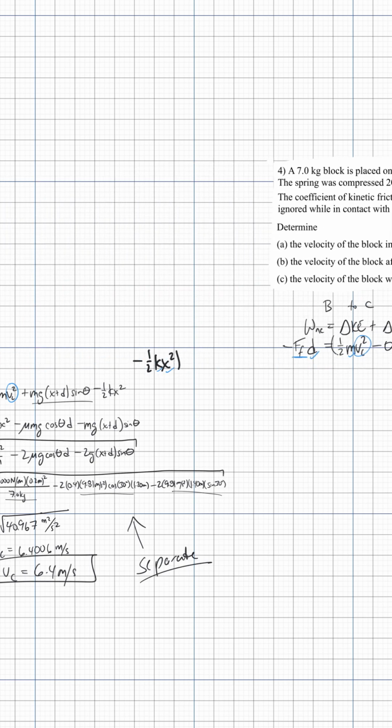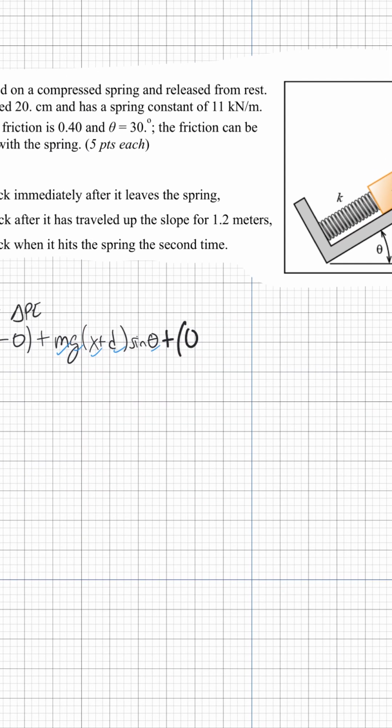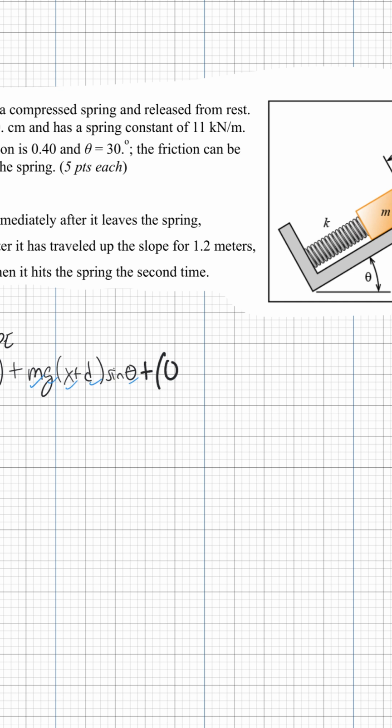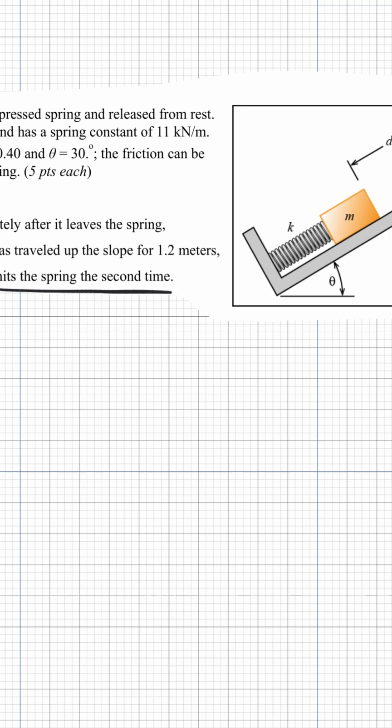You can go over here, and let's solve the C part. Okay, and let's go ahead and erase this. All right, so maybe if the B part separates the men from the boys, this separates the men from the champions. I don't know. All right, so we want the velocity of the block when it hits the spring the second time. So that's what we're looking for.